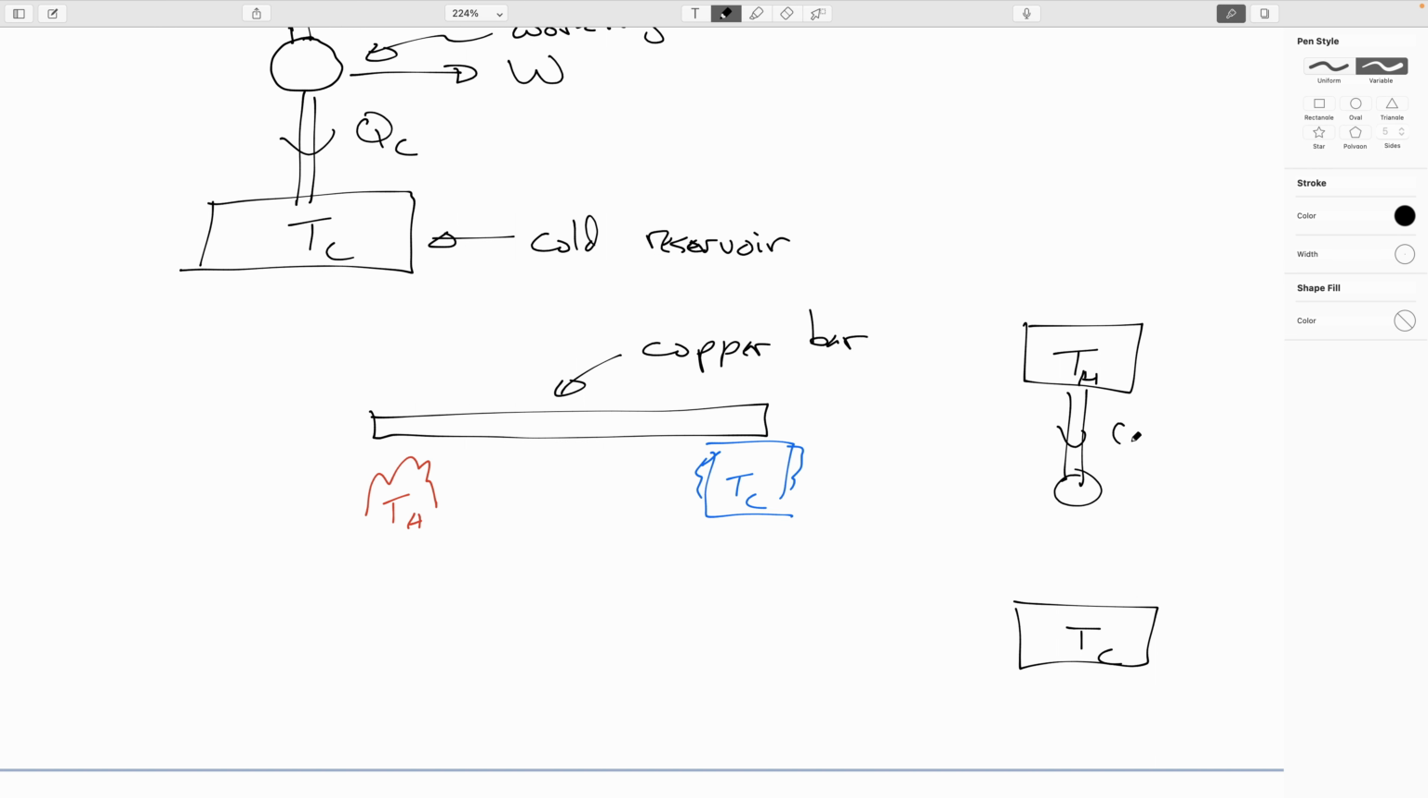And we will extract Q hot from the hot reservoir and reject Q cold to the cold reservoir. And in this case, there would be no work being put into or extracted out from the system. So we would observe in this case that Q hot equals Q cold in order for the first law of thermodynamics to work.